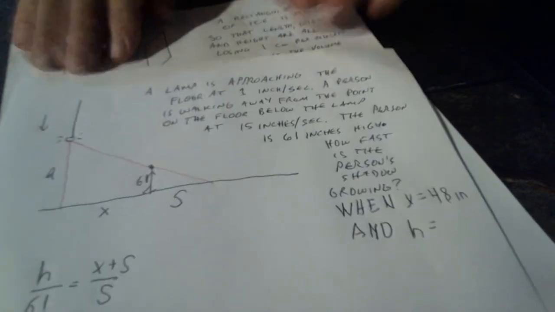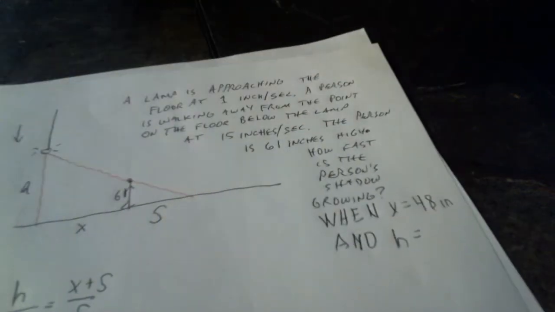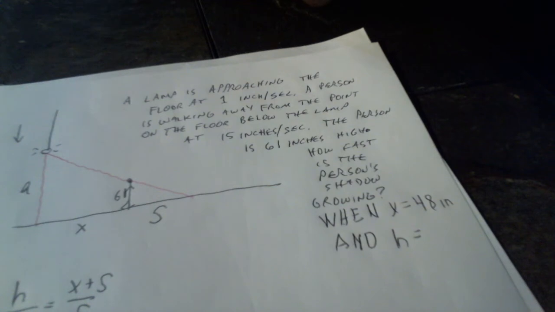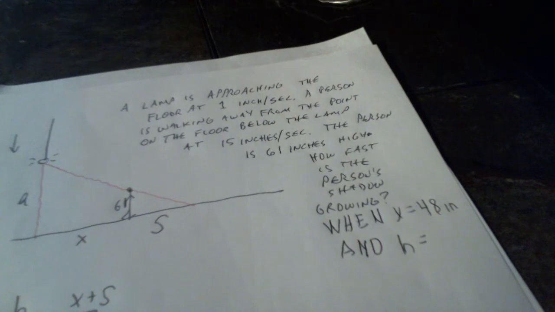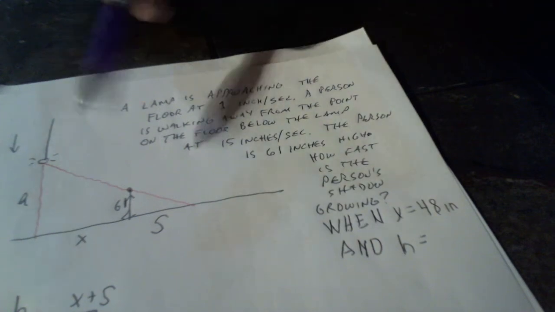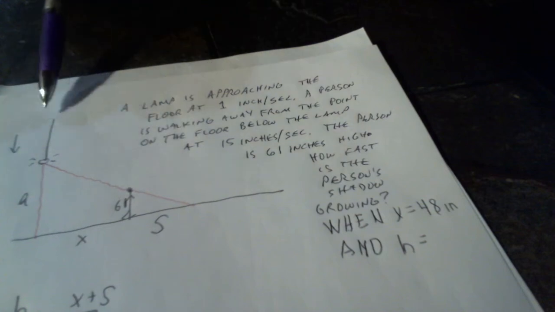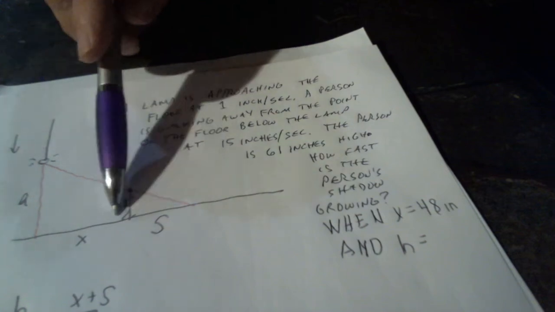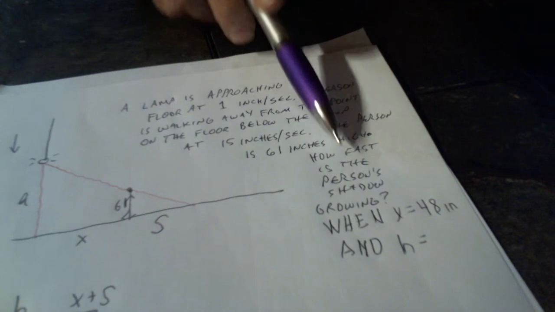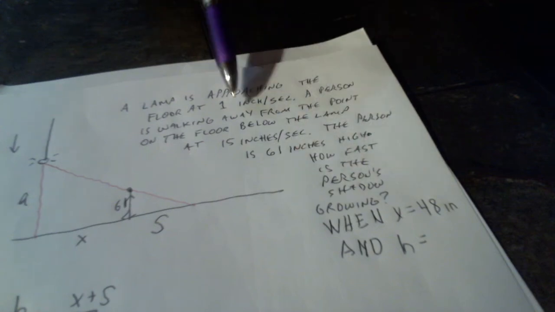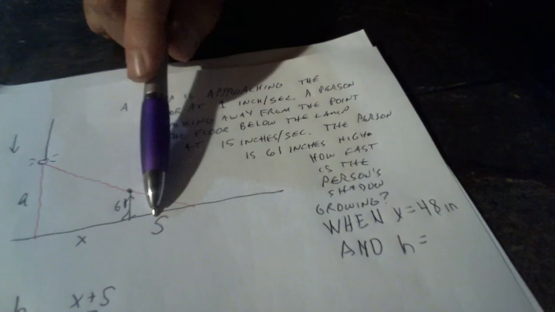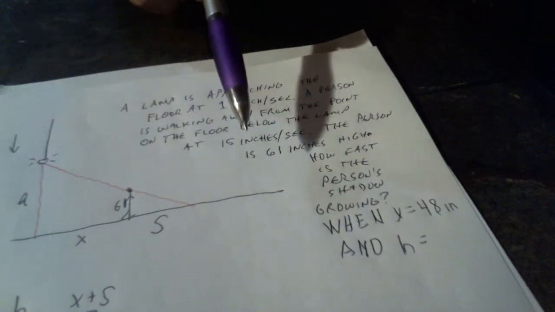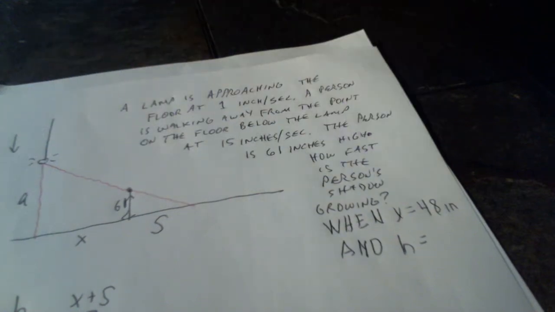This one's a little bit more complicated, but I'm basing it off a problem we did last class. We've got a lamp, and it's coming down. You can think of this as being on a stage. The person is 61 inches high. The lamp is coming down 1 inch per second. The person's walking away at 15 inches per second. And we're wondering how fast the shadow is growing, the typical question, when the person is 48 inches away.